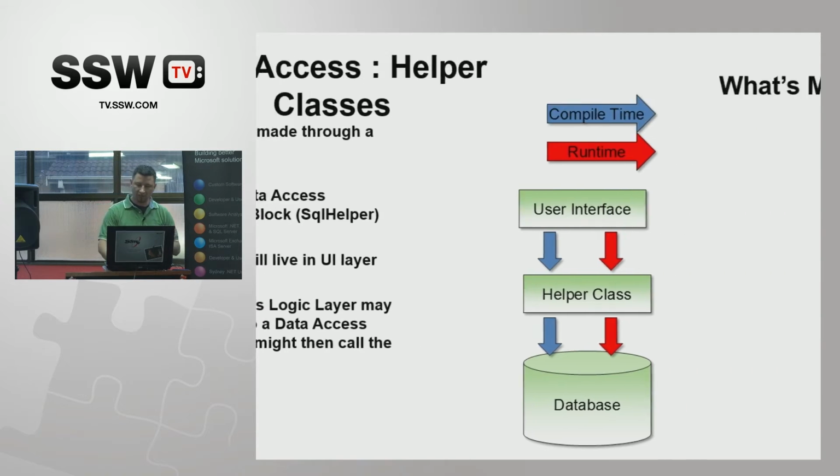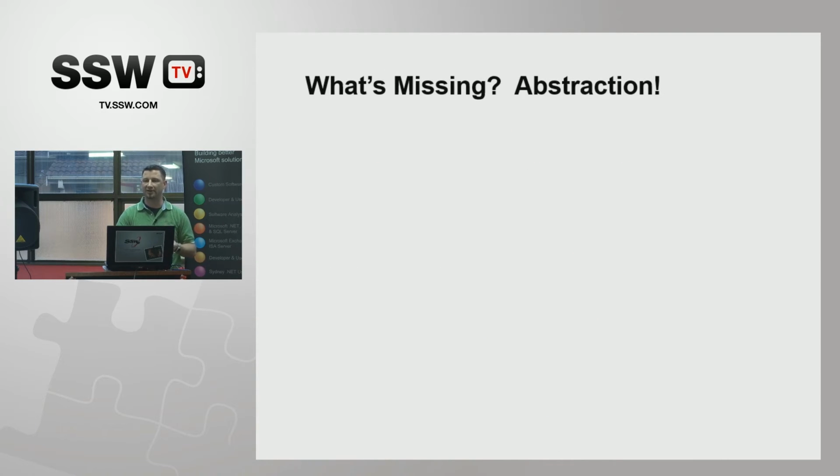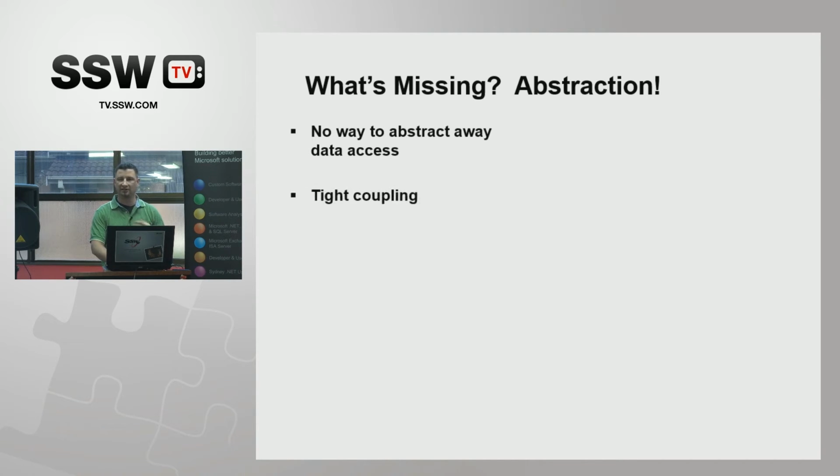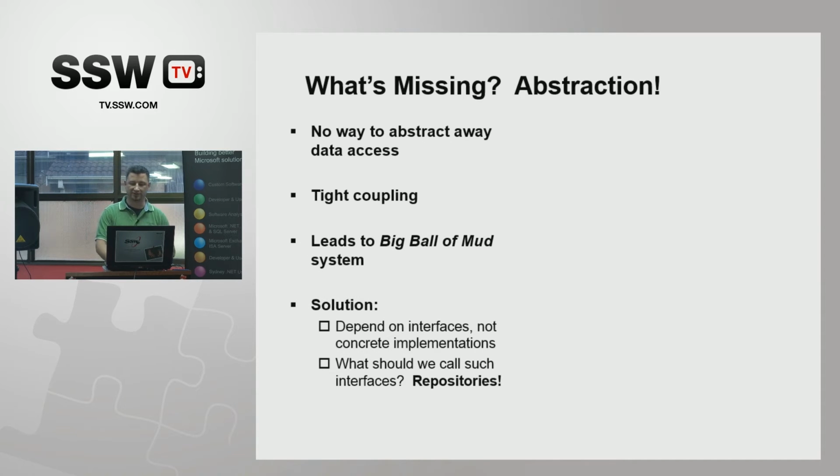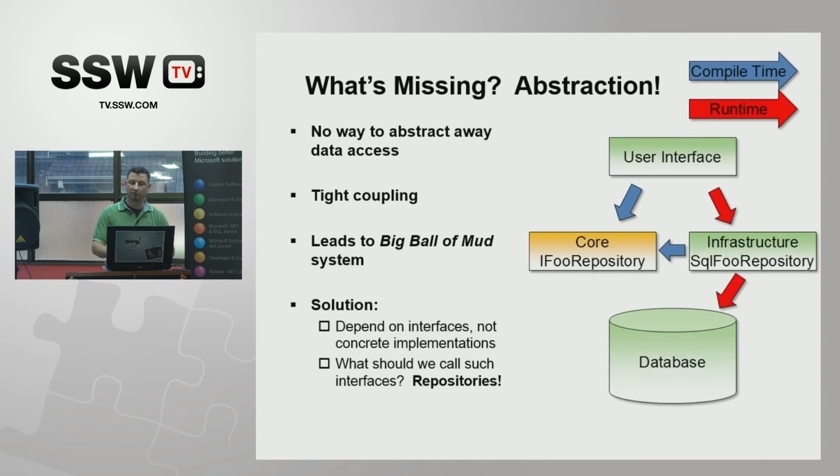So the thing that's missing here is any type of abstraction. And the abstraction that we use today typically is the repository. So previously there was no easy way to abstract away the data access. You had tight coupling to the database. And this tended to lead to big ball of mud style systems. So the trick is to introduce an interface and have your user interface depend on this interface, this abstraction of your persistence.